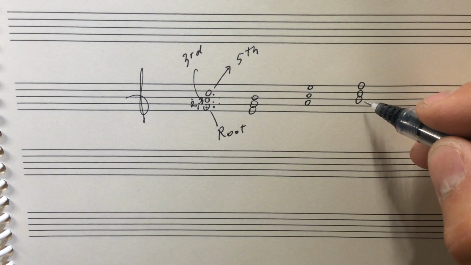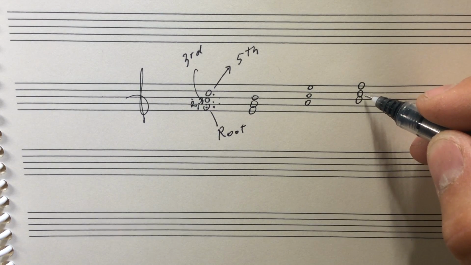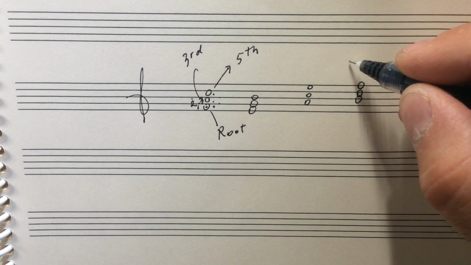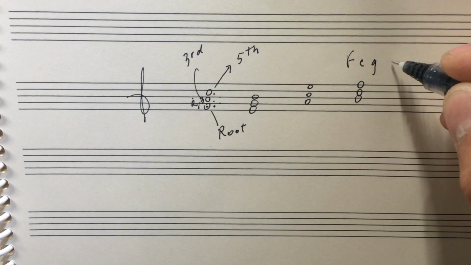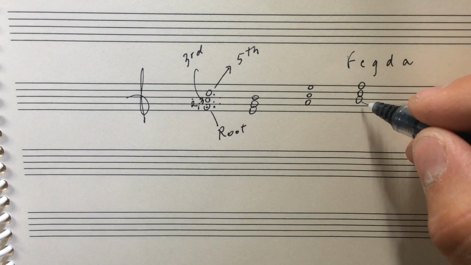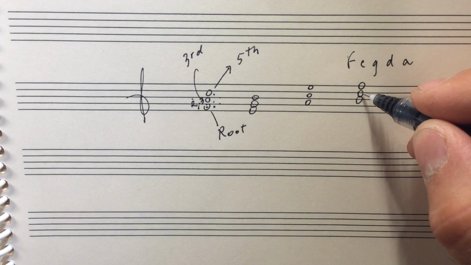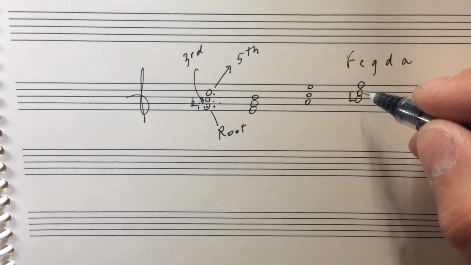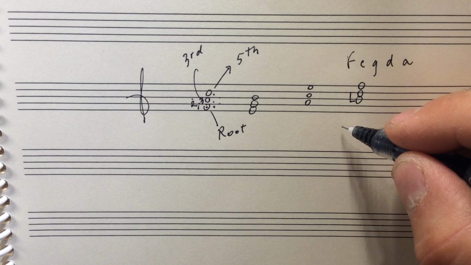Let's look at this next one, from a B to a D. This one's a tricky one. Do you know the key signature of B major? B major has 5 sharps: F, C, G, D, A sharp. Should D be sharp in the key of B? Yes. So this third is a minor third.